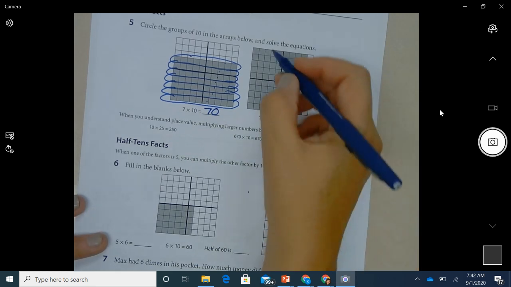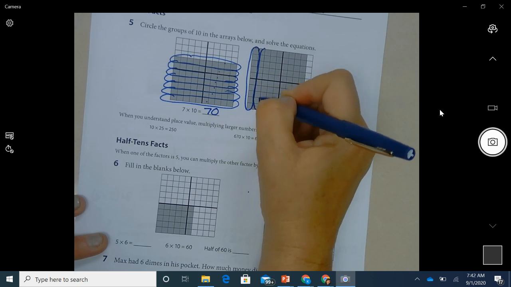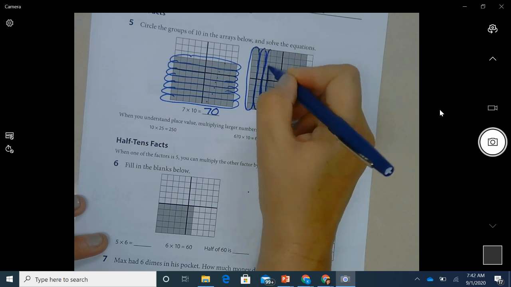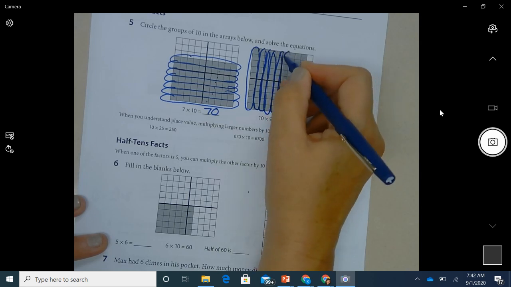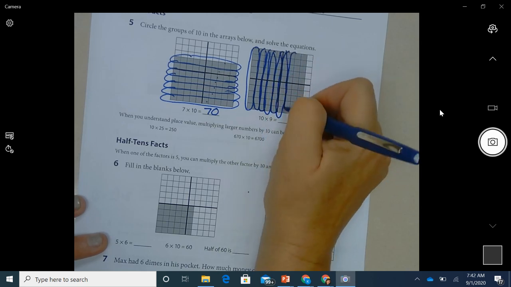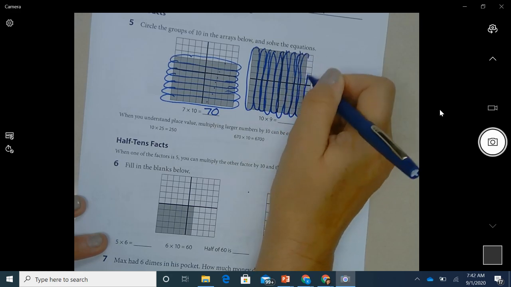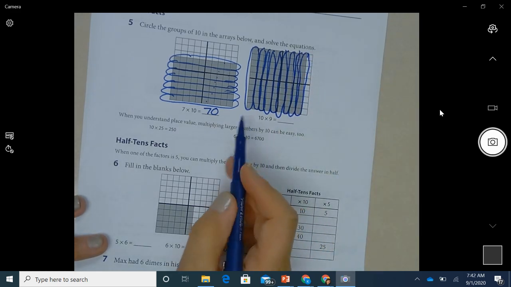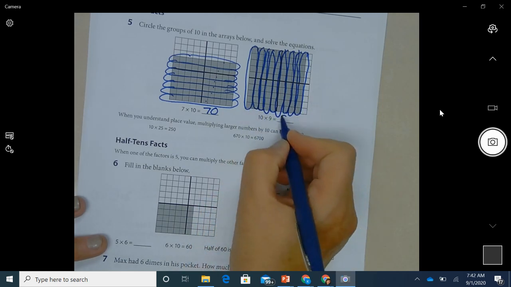So now I'm going to do my groups of 10 a little bit different. I'm going to go vertically. My other ones were horizontal. So I'm going to group all of these groups of 10. And there are 9 groups of 10. Now I'm guessing most of you know your 9's facts, but I can count by tens. 10, 20, 30, 40, 50, 60, 70, 80, 90.